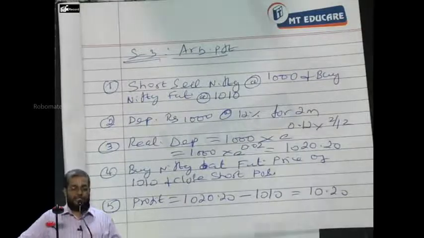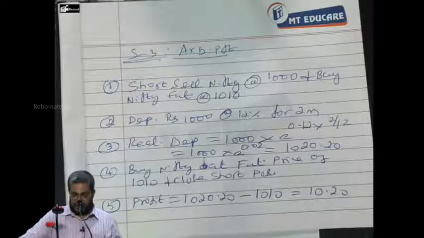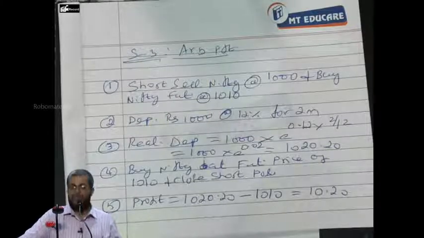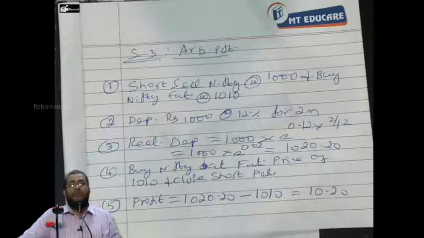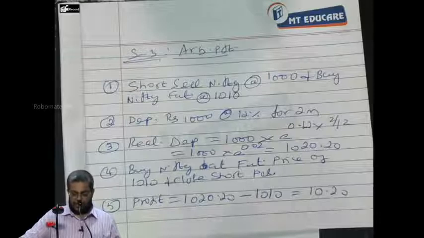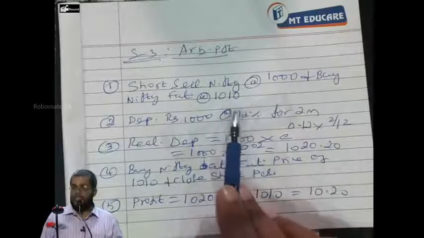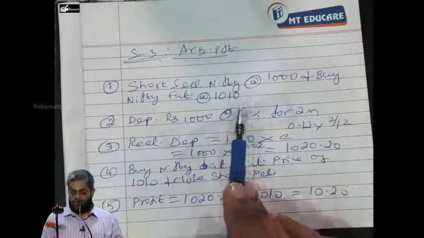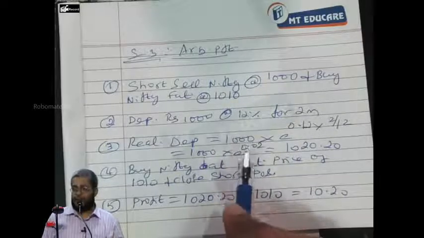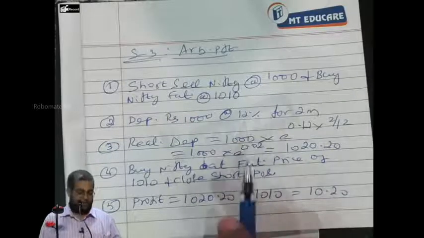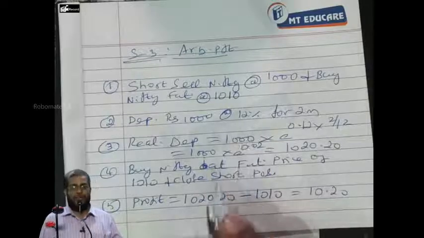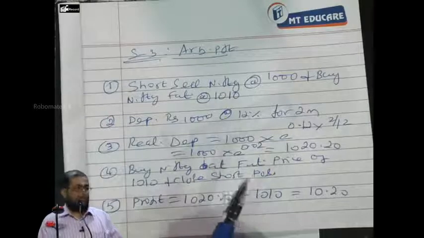Let us take two situations. Situation A: the futures closed at 1025. Situation B: the futures closed at 1005. Whichever number it is, you can close it. Yes or no? 1025 and then what? 1005. Can I proceed now?